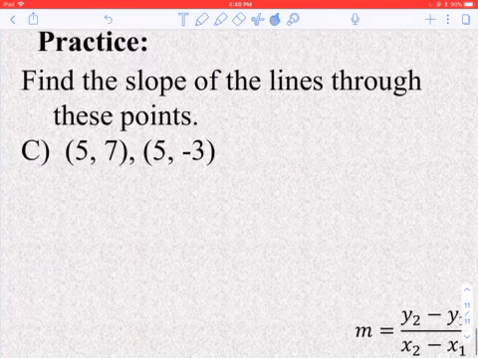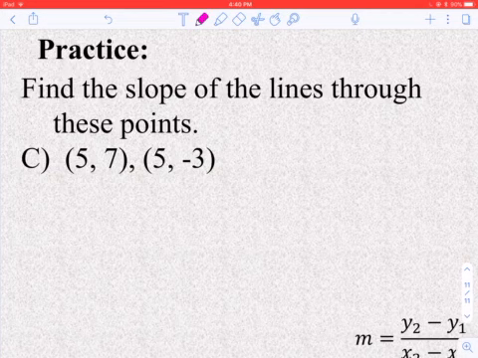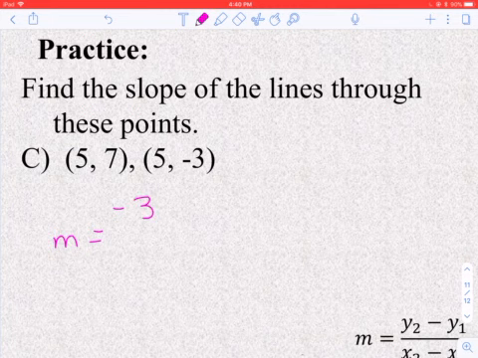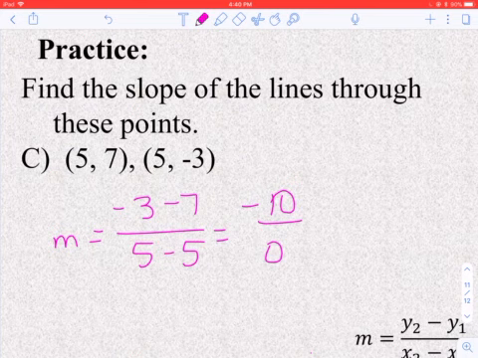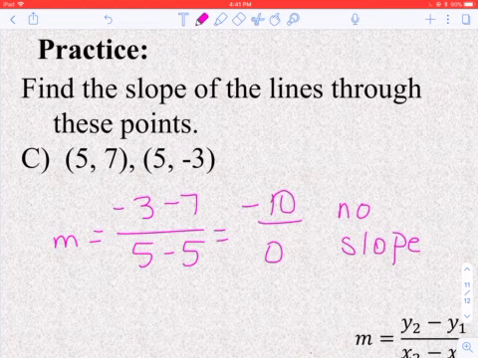And then your last practice problem, finding the slope. So we have m is equal to negative 3 minus 7 over 5 minus 5. This is going to give me negative 10 over 0. And then this would be an example of a no slope. Okay, so those are your 3 practice problems.